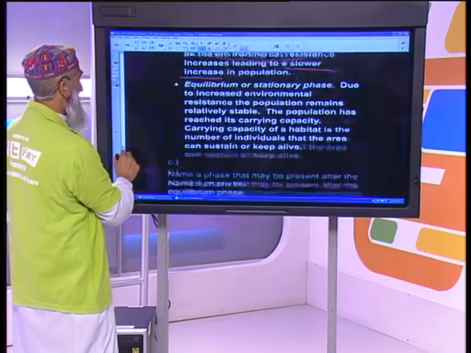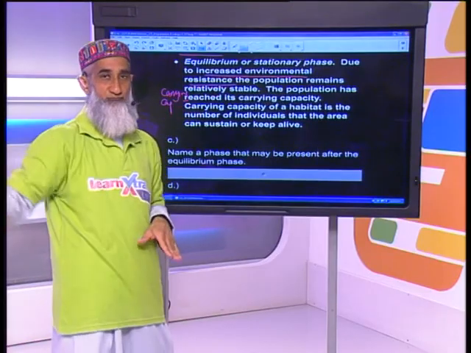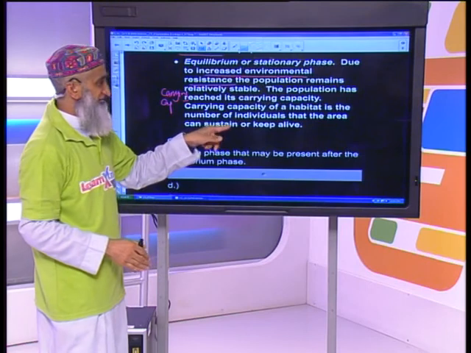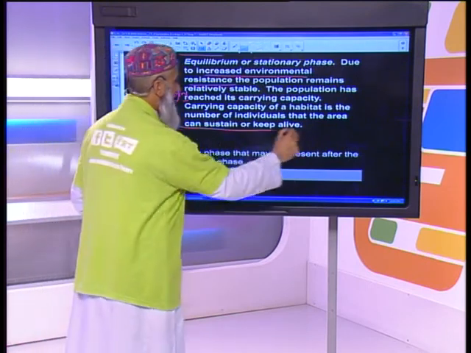The last one there, equilibrium or stationary phase. Now there's more even environmental resistance. Why? Because the population is close to carrying capacity. The population has reached its carrying capacity, so the population stays more or less the same. And what is carrying capacity? It is the number of individuals that the area can sustain or keep alive.